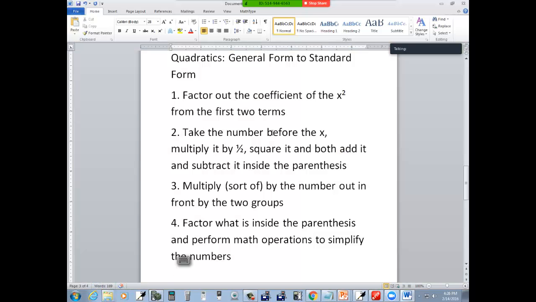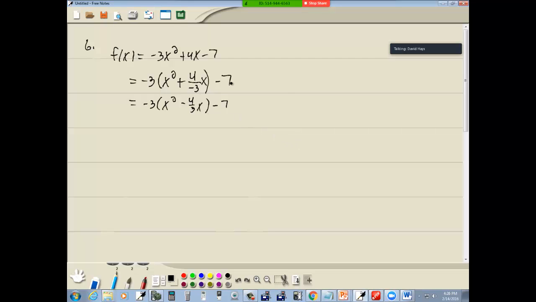Then take the number before the x, multiply by half and square it. So we'll take the -4/3, multiply it times a half and square it. It gives us -4 over 6 squared, -2/3 squared, or 4/9. Now let me double check my basic math.